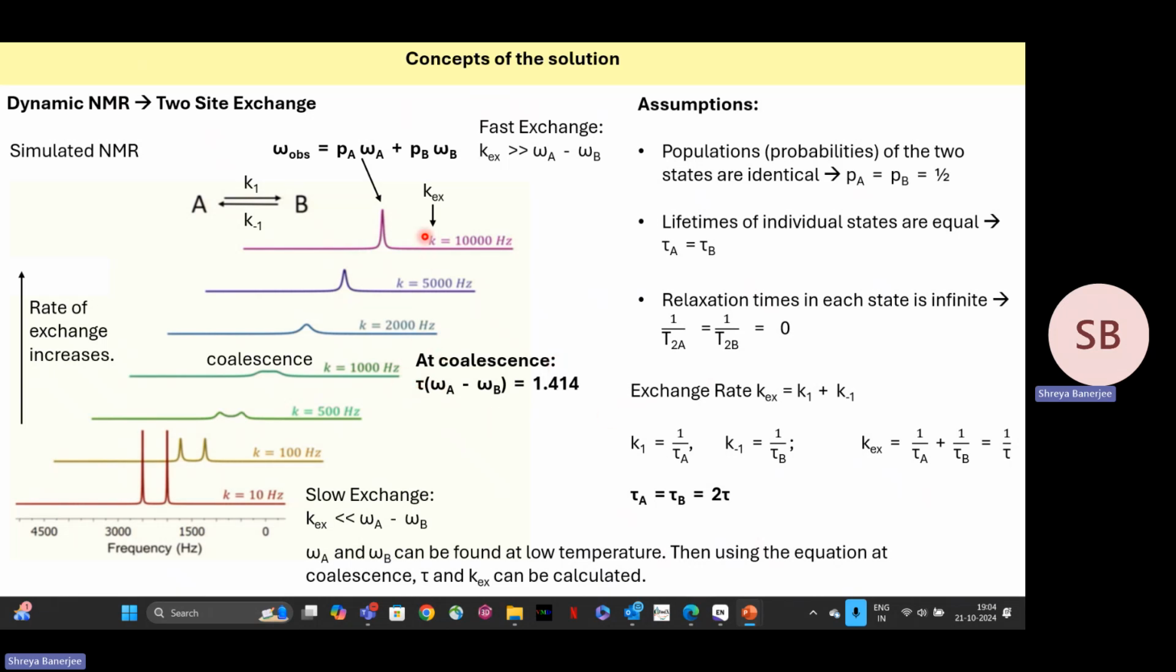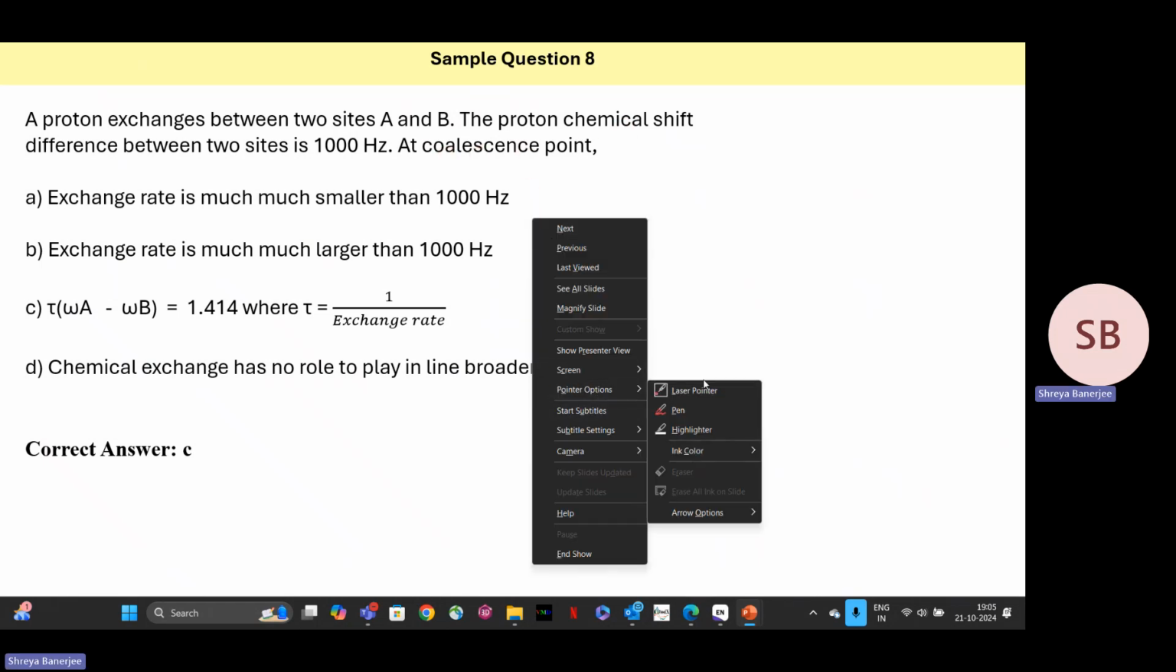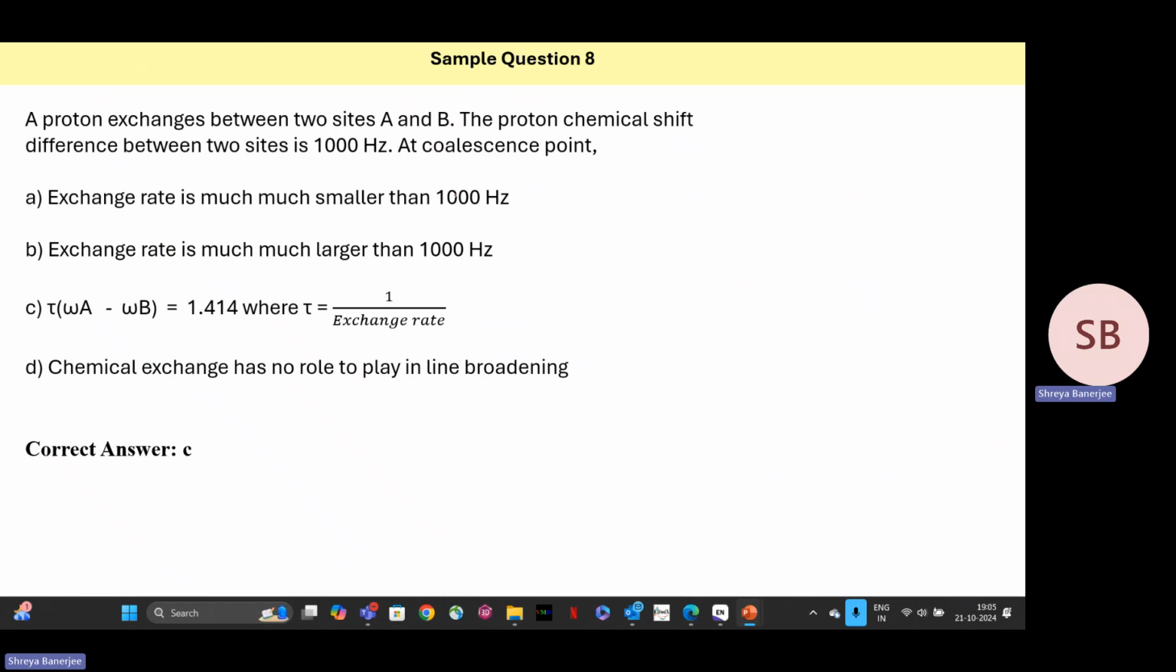And if we further increase the temperature to a point where the exchange rate is much greater than this difference in frequency of the peaks, then only one peak will be seen. So this equation is important to remember for the coalescence point. If we go to the question, it is asking, at the coalescence point, what happens? Option A says the exchange rate is much smaller than the difference in frequency. But if the exchange rate is much smaller, you will see two separate lines like this. So this is not coalescence.